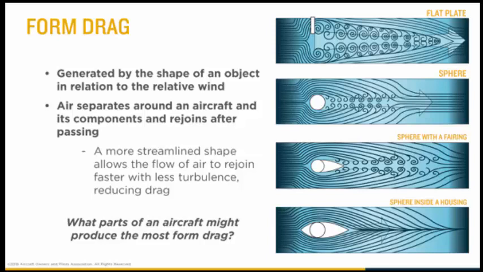So what parts of the aircraft might produce the most form drag? So hopefully you're thinking, well, the largest, flattest surfaces will produce the most form drag, like the fuselage, and the wings create a lot of drag. Landing gear that doesn't retract, big wing struts, or floats would all be creating form drag.